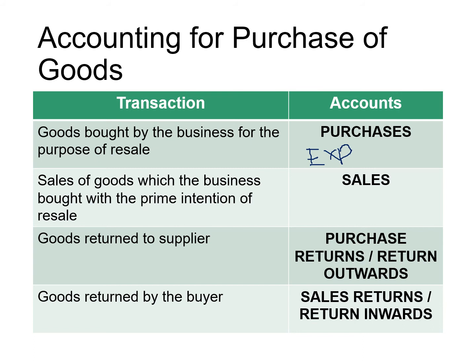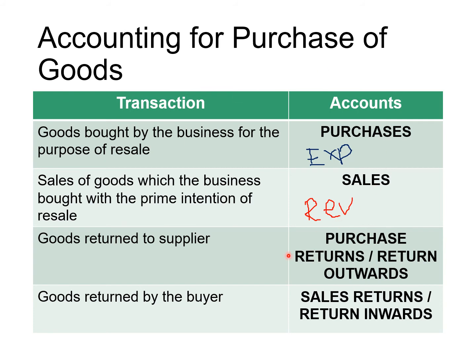Dan apabila dia jual barang yang sebelum ni dia beli untuk dijual semula, so dia akan affect account sales. So account sales adalah considered dalam kategori revenue.